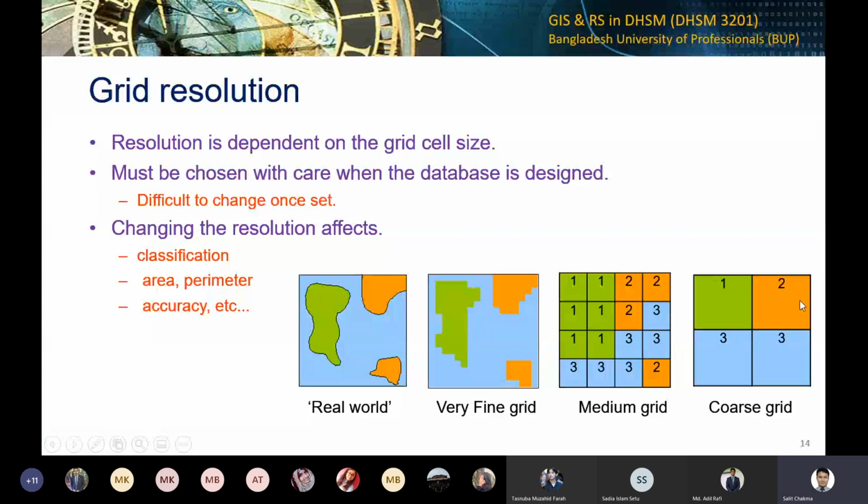Now if you look into this pixel, you might say that my area has decreased because this is just 1/4 of the image. On the other hand, if you look into this fine grid, you might say that I have somewhat the same area as the reality. But then if you look into this medium grid, you might say that I have increased or gained some of the areas. Something like that.